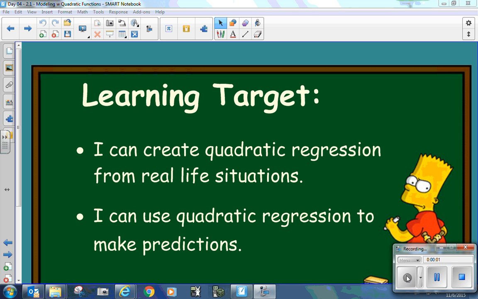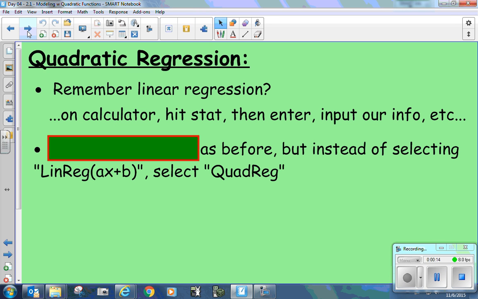Our learning targets. Okay, I can create a quadratic regression from a real-life situation, and I can use a quadratic regression to make predictions. And that's the entire thing we're going to do right here.